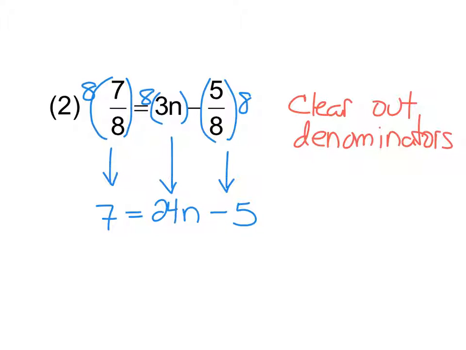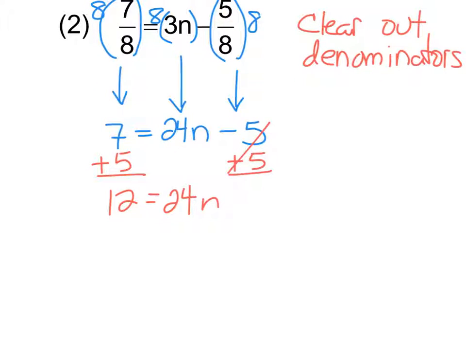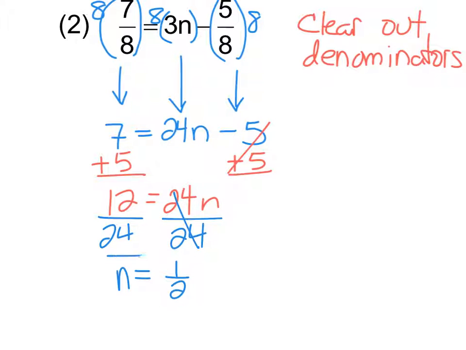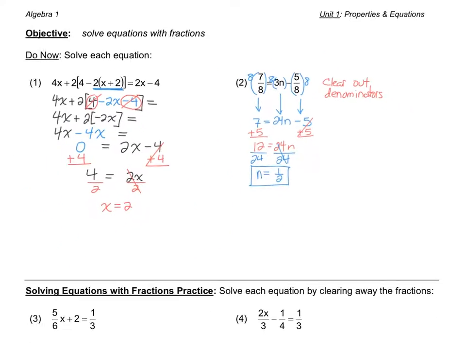All right, next step. Add 5. So I'm looking at 12 equals 24n. Next step, divide by 24, yeah. So 12 over 24 reduces down to what? 1/2. And there it is.